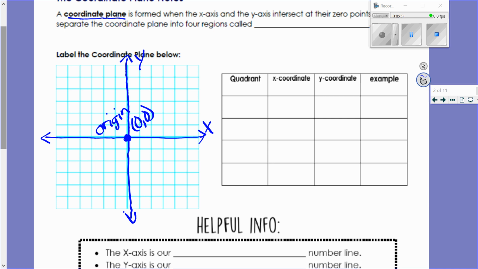Yes? I'm sorry? Can you call this free space? Call it free space? No. No, definitely not free space.